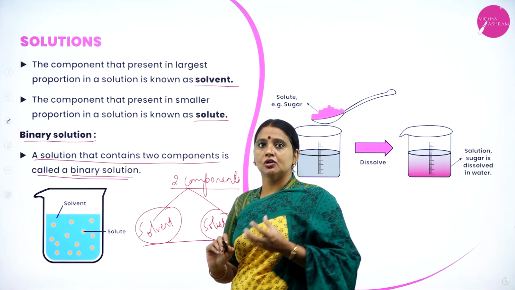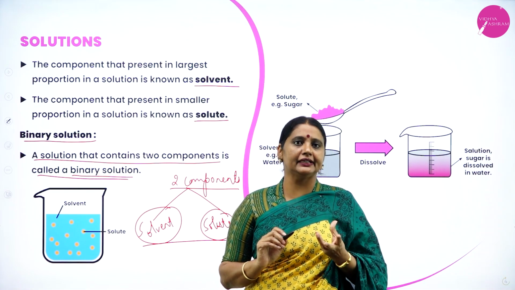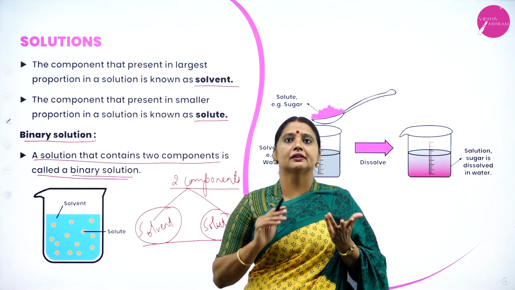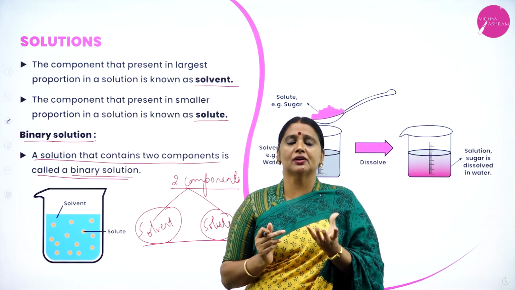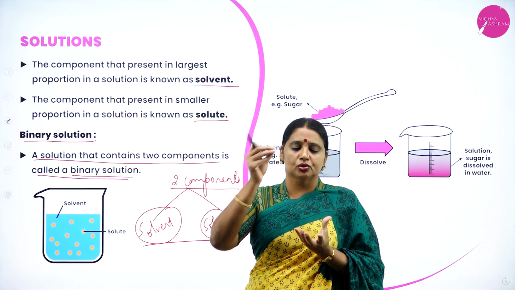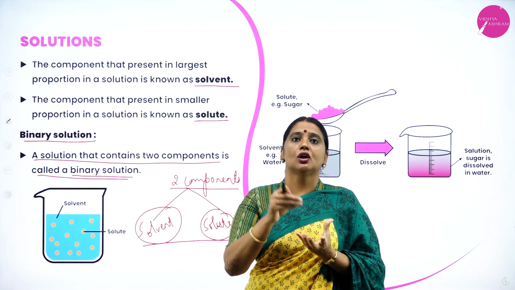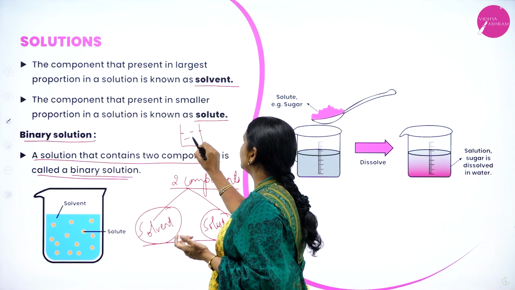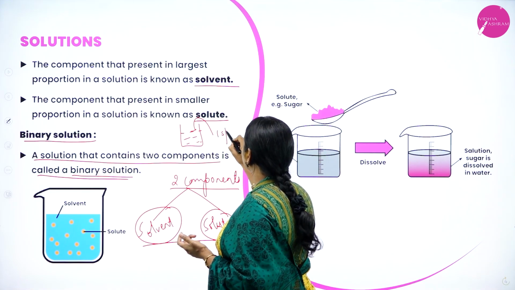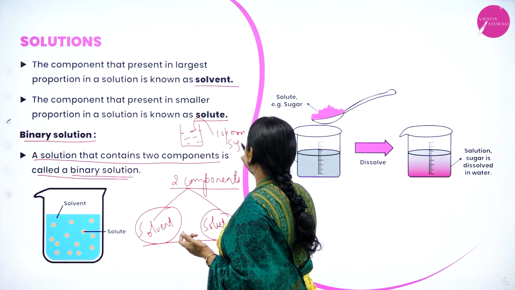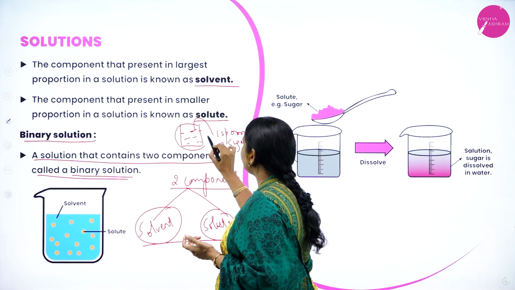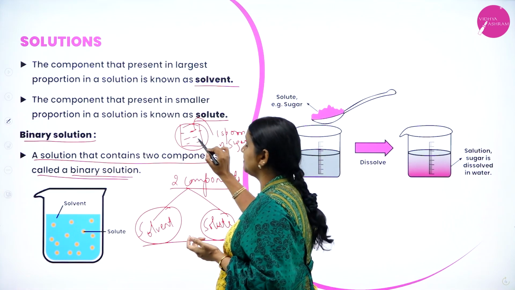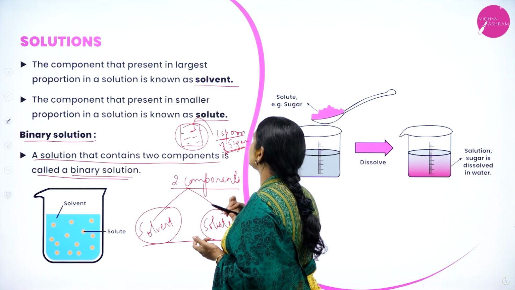For example, you are preparing tea or coffee, or Horlicks, or a sugar solution or salt solution. What are you going to do? You will take a cup of water. To that you add one spoon of sugar. The quantity of water is more. Therefore, that component is present in large excess inside the beaker. One spoon of sugar is present in small amount.